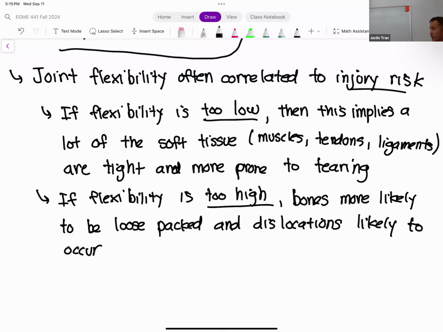And so generally, when your flexibility is too high, what that means is that your muscles and your ligaments and tendons aren't able to support the amount of force that they need to. So they're just lax right there.